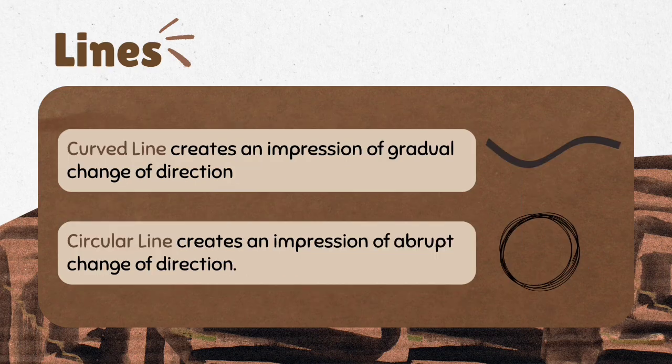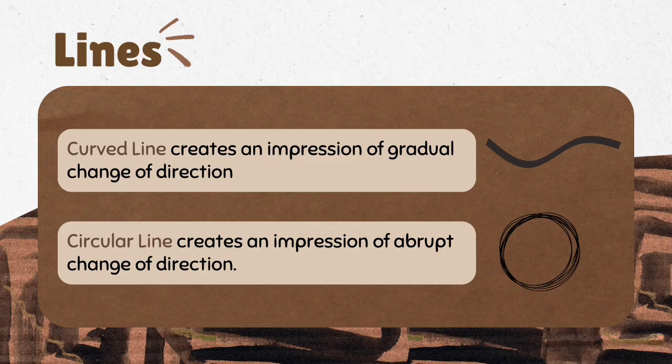We also have a curved line that gives us a sense of gentle movement because it shows a gradual change of directions. It feels soft, flowing, and natural, like waves or vines. On the other hand, a circular line creates an impression of abrupt change of direction.